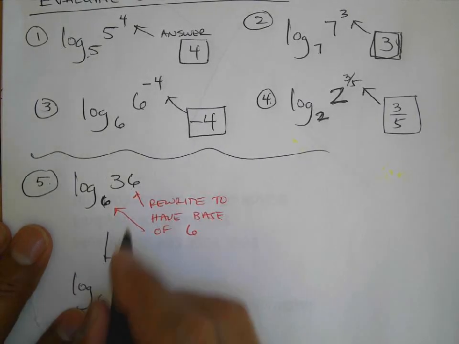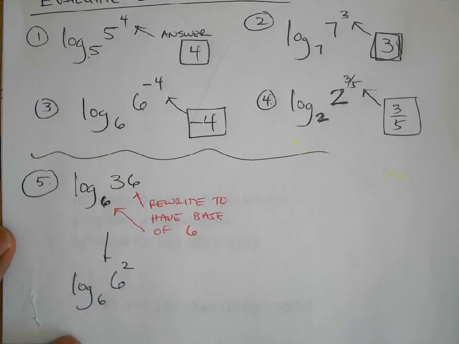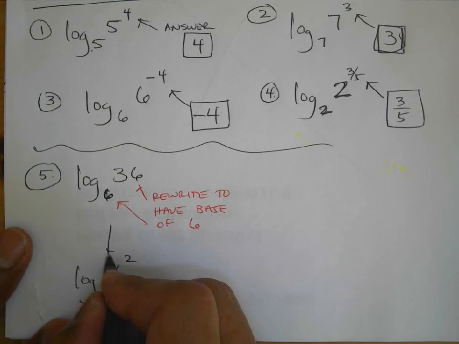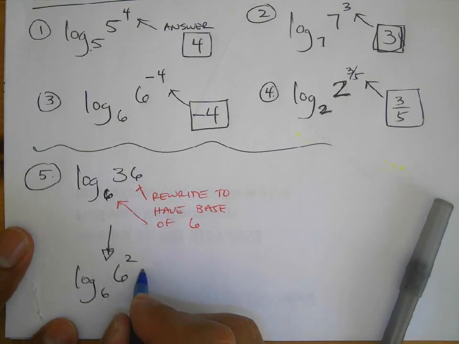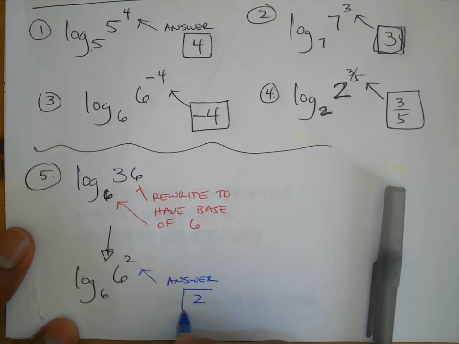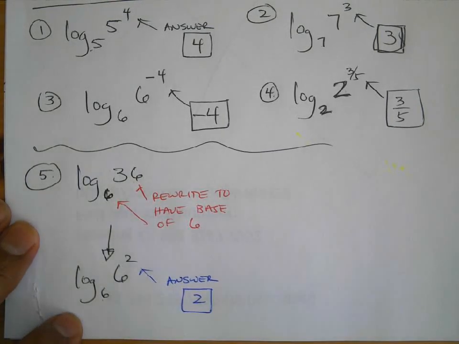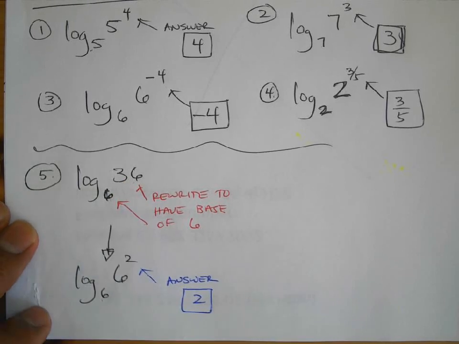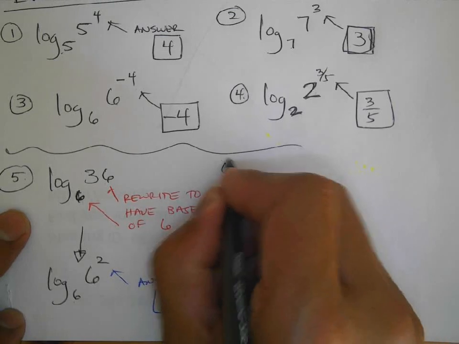I know 36 can be written with a base of 6. It's 6 to the power of 2. Right? 6 times 6 is 36. I got these to match. Guess what? My answer is what? Right there. Answer is 2. You see that? So it's like this one is telling you what base you need to write that one. Okay, these are going to be simple because they're going to match. You will be able to do it.